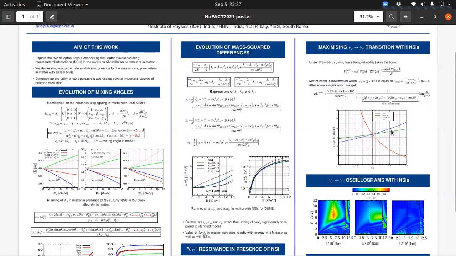Various curves show the presence of various NSI parameters at a time. Among these curves, we see that in the presence of epsilon e mu or e tau, there is a huge deviation from the standard interaction case.